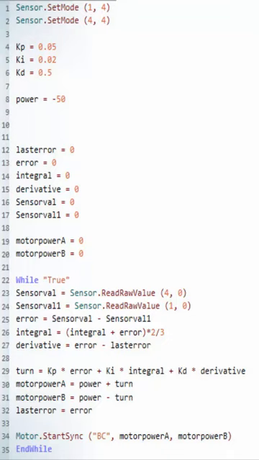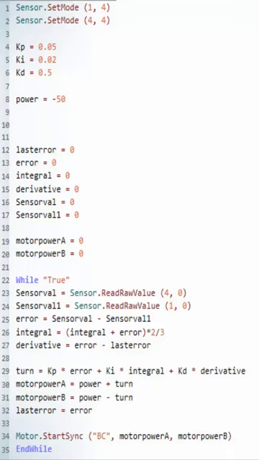This is the code for the PID line follower. First, we set both the sensors to reflected light intensity mode. Then we define the Kp, Ki and Kd values. We define the power at which we want the motors to rotate, and then we reset all the variables. Inside a while loop which goes on for infinity, we read the sensor value at port 4 and at port 1 and store them in two different variables. Then we calculate the error as the sensor value of port 4 minus the sensor value of port 1.